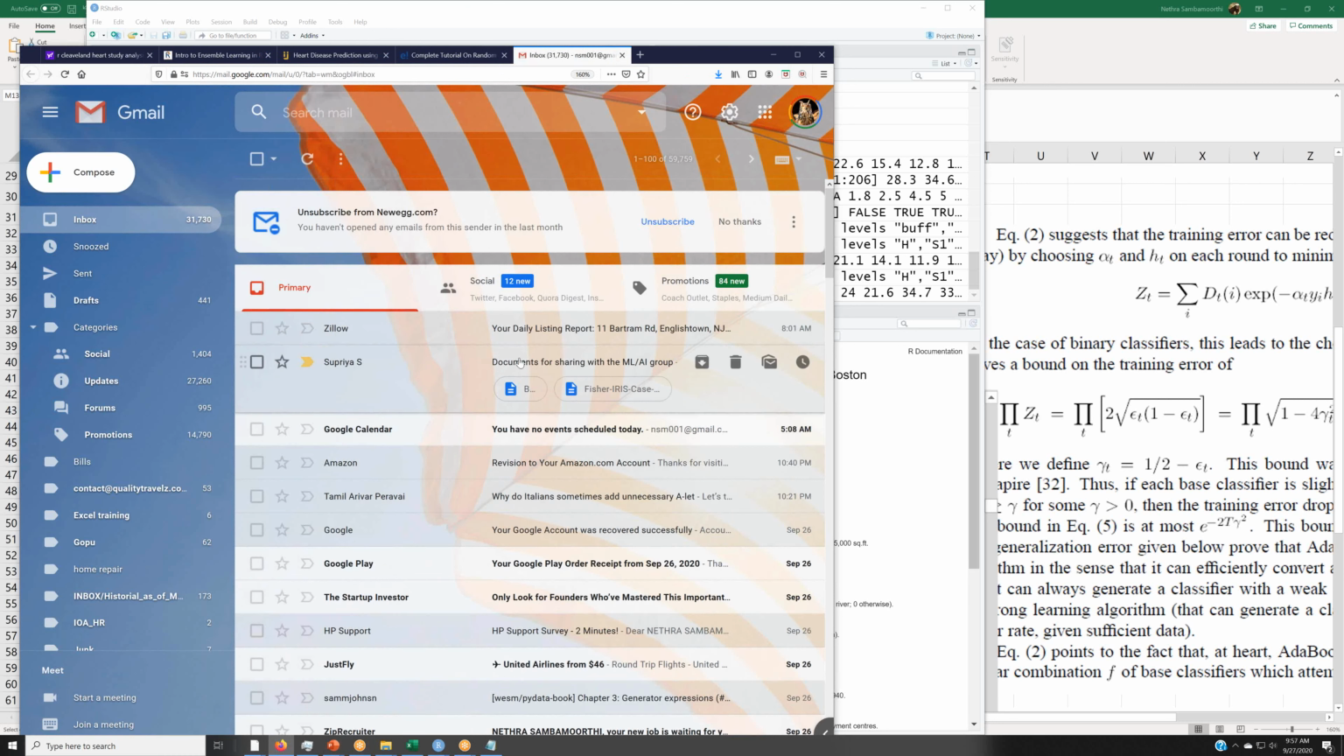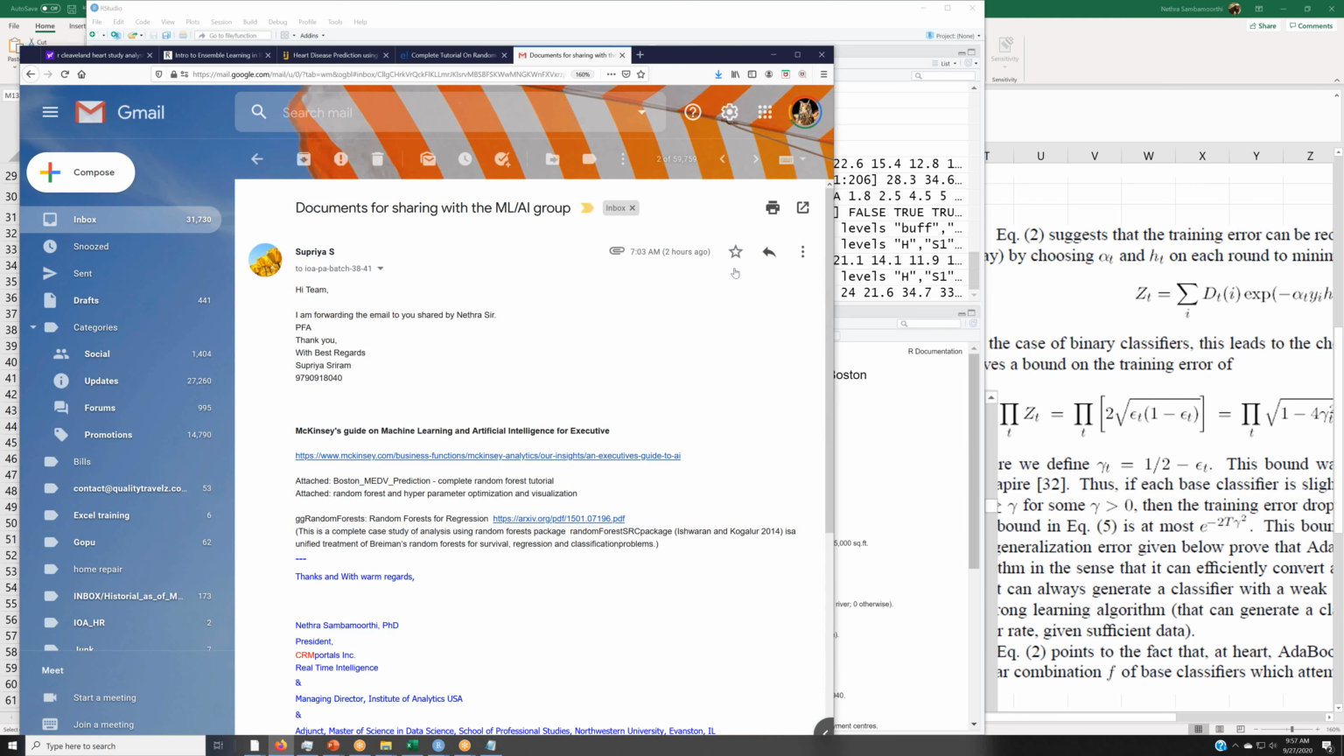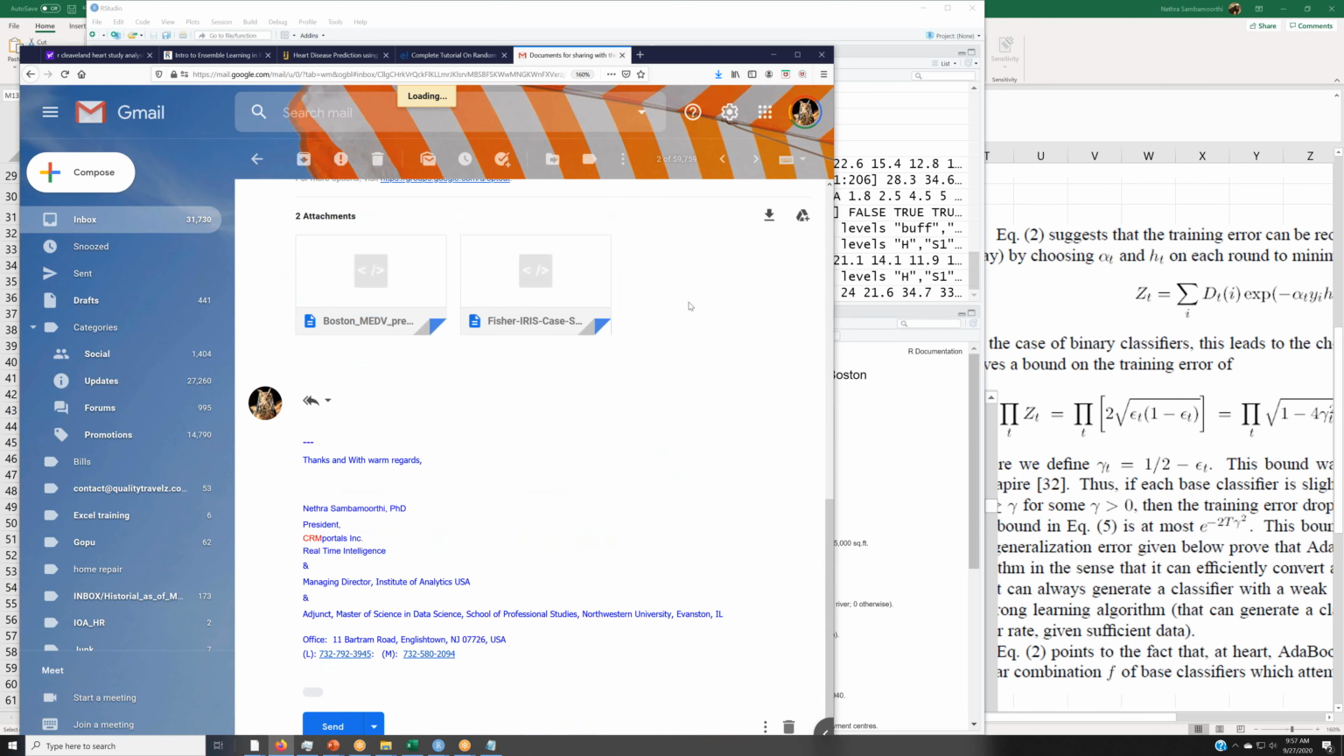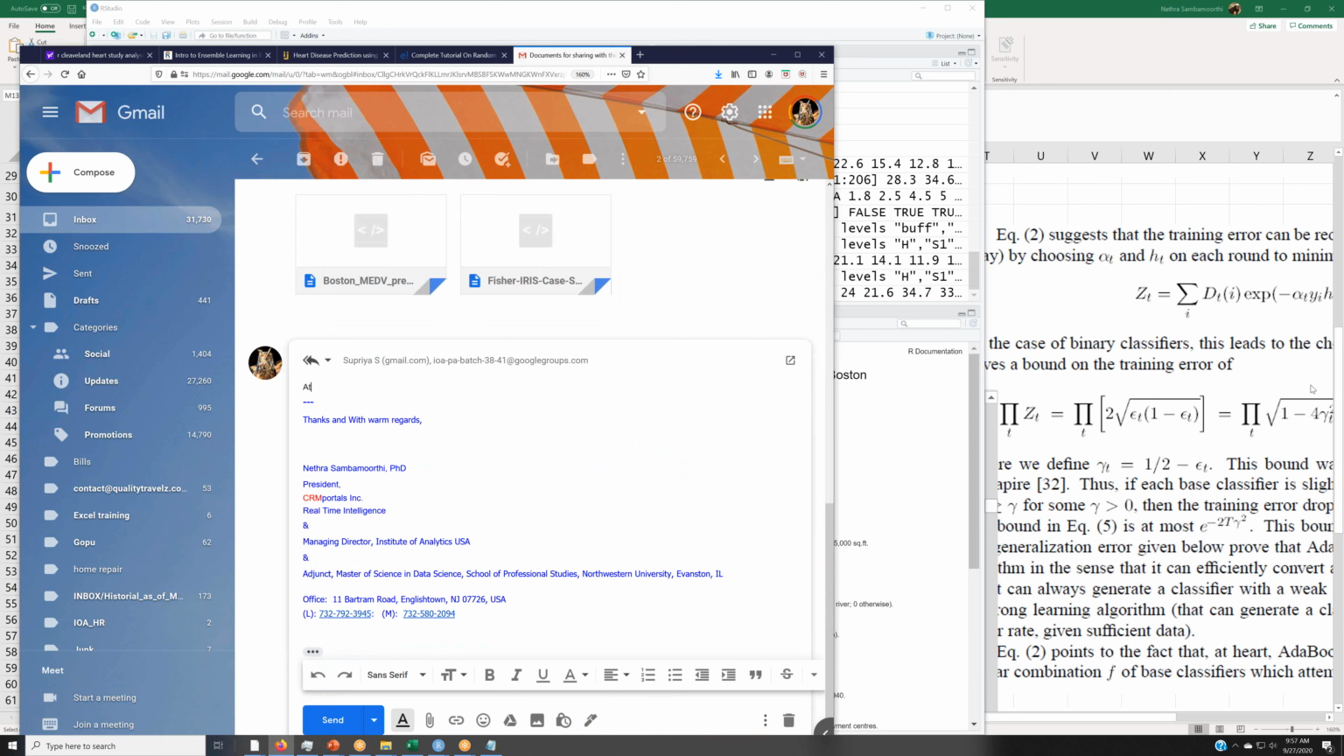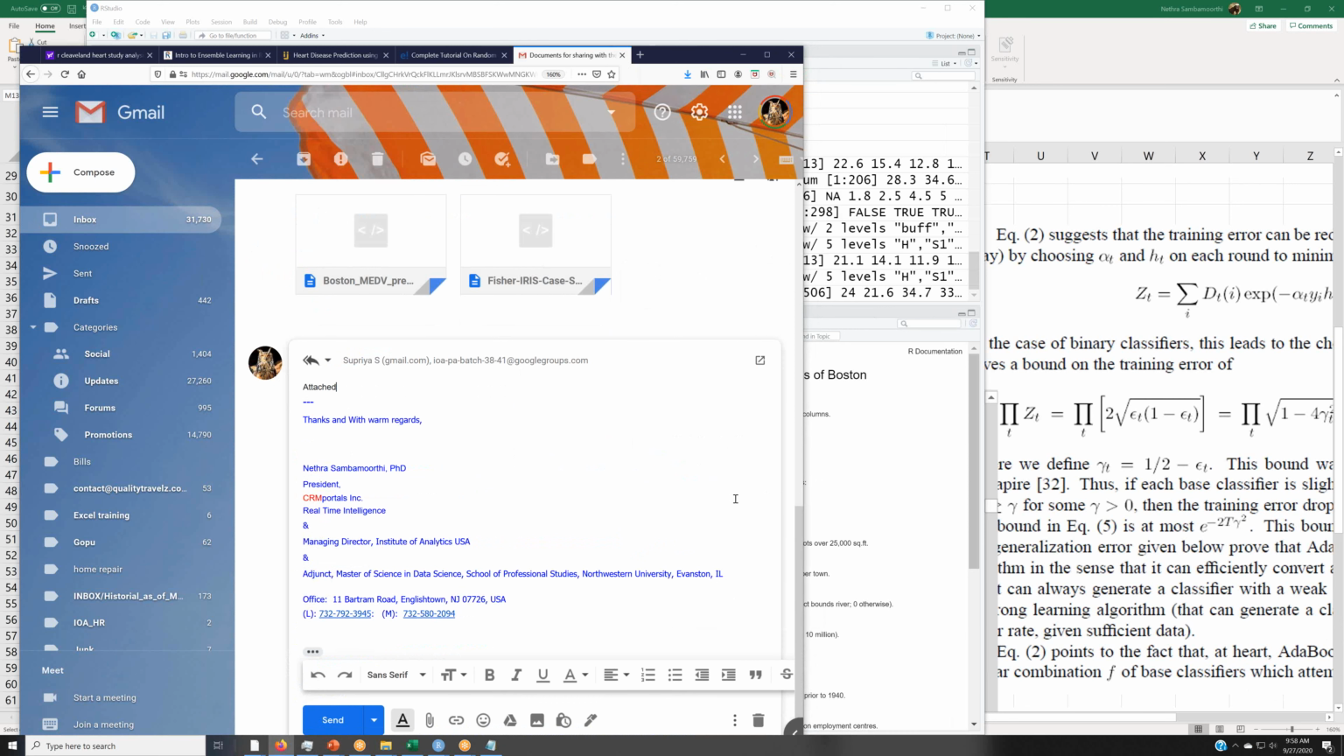All right. I'm going to send you the same email that Supriya sent, and I'm going to attach the data set. The one data set you need is the heart condition, predicting heart condition. That's the only one you need. Am I correct, Supriya? Yes, sir. The Fisher Iris data is generally available. Iris dataset, okay.